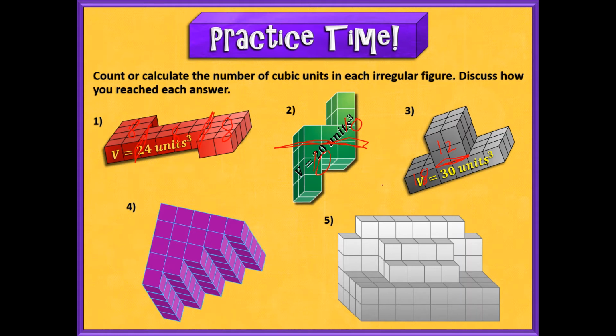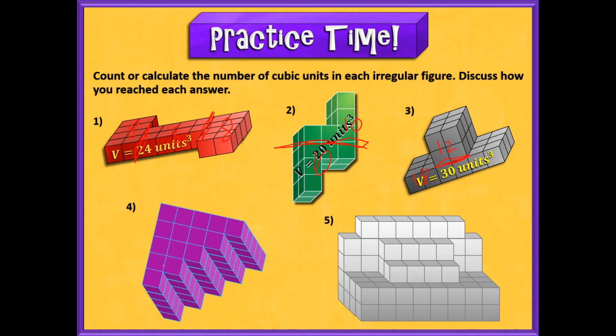I hope everybody understands that we're just going to add these 2 together. We're not going to multiply, just like we multiplied this because there's 3 groups of 8. We multiplied this because there's 2 groups of 10, but these aren't the exact same numbers, so we're just going to add them. Moving on to number 4, we're going to count this top layer.